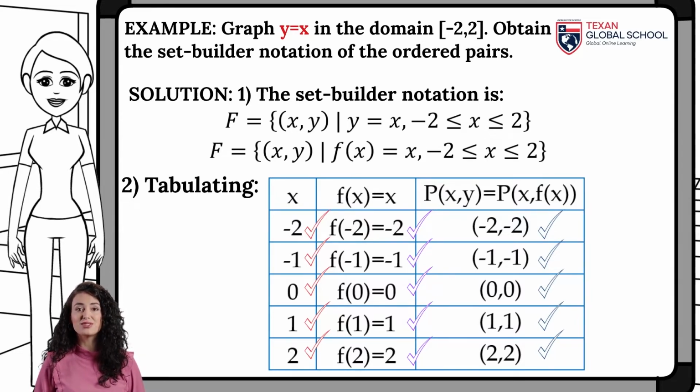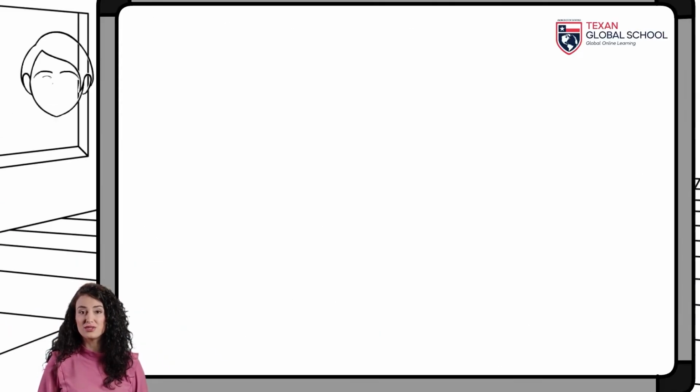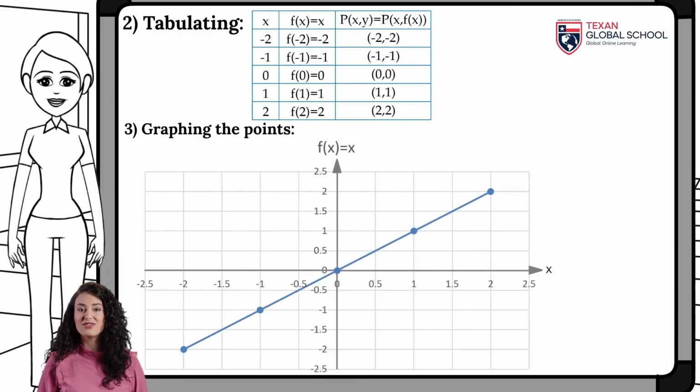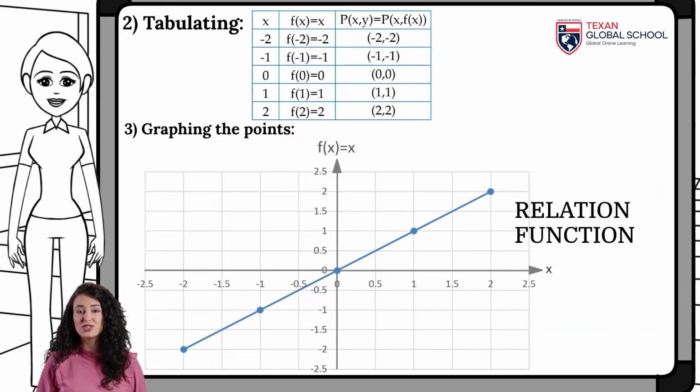Now, using the points obtained, we proceed to construct the graph. We draw the abscissa axis, or x-axis, and the ordinate axis, or y-axis, indicated as f of x. We graph the first point -2, -2. Subsequently, -1, -1, and so on. Once the points have been drawn, we join them, in this case forming a line. Analyzing the graph, we can see that it is a relation, since the line is a subset of the Cartesian plane.